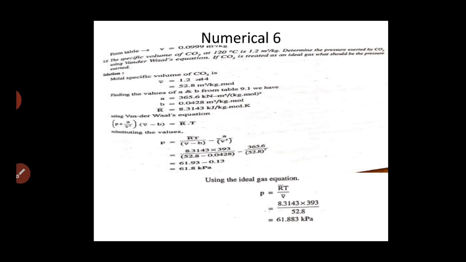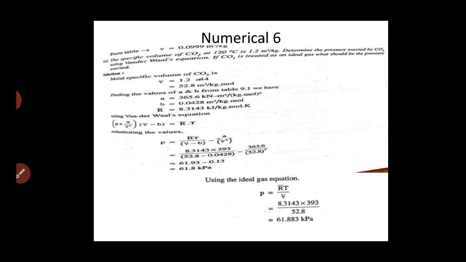R bar, the universal gas constant, is 8.3143 kilojoules per kg mole Kelvin. So the van der Waals equation is (P plus A by V bar squared) times (V bar minus B) is equal to R bar into T. Now we have to substitute the values.